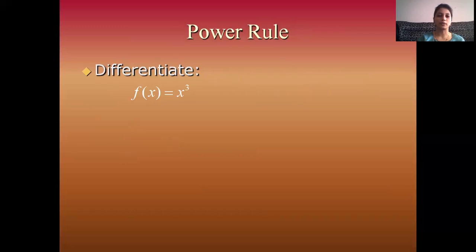Second example of the power rule. Differentiate f of x is equal to x cube. Apply the derivative on both sides. Derivative of f of x is f dash of x, and apply the derivative on x cube. Using the power rule, derivative of x cube is 3 into x square. Here the value of n is 3. Another example, y is equal to x raised to 9. Apply the derivative on both sides. Derivative of y is dy by dx, is equal to the derivative of x raised to 9. So derivative of x raised to 9 is 9 into x raised to 8. Here the value of n is 9.